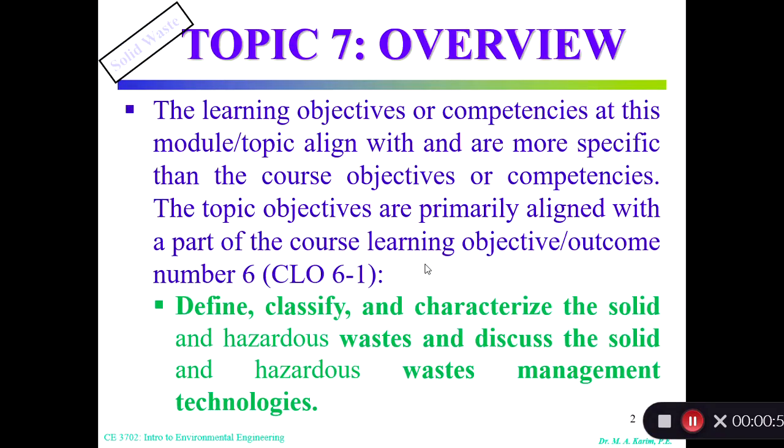The learning objectives for this are basically to define, classify, and characterize solid waste, and discuss the solid waste management technologies. This is course learning outcome number 6. It has two parts: one part is solid waste, the other part is hazardous waste. This topic 7 will cover the solid waste part of it.